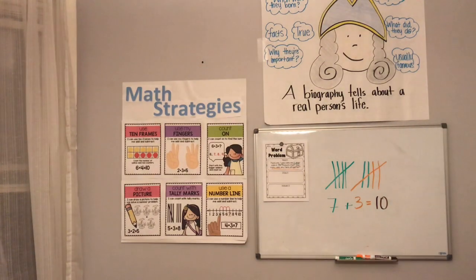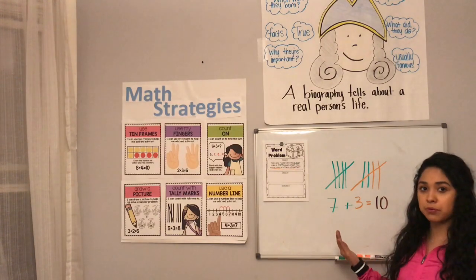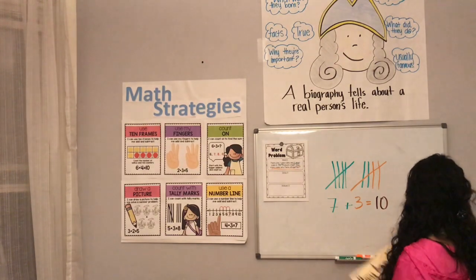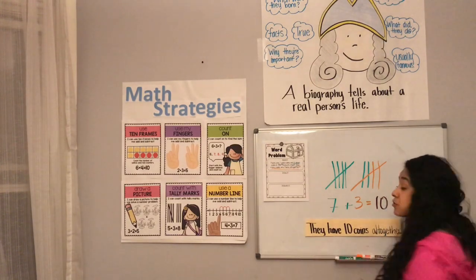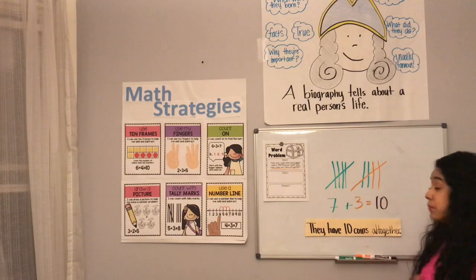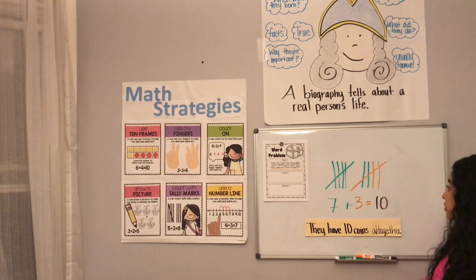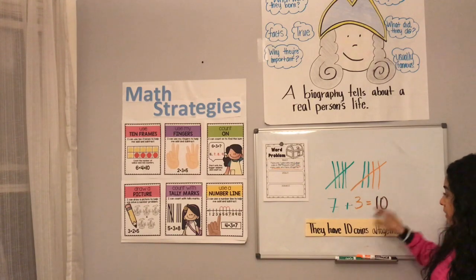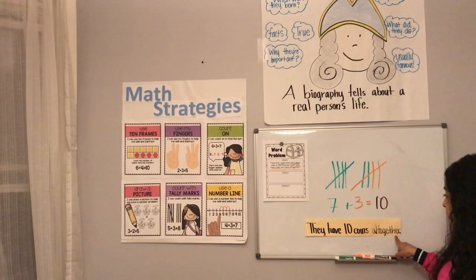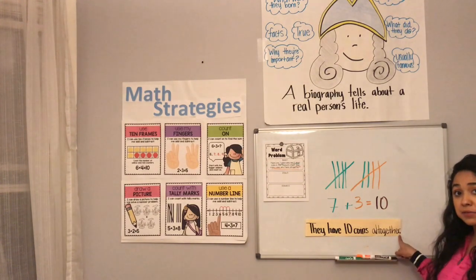If your sentence doesn't fit on this side of the paper, you can always turn your paper around and write your sentence on the back. So we have to always make sure that we add our sentence answering the question that the problem asks. So the problem asked us, how many coins did we have all together? So we needed to answer and say how many coins we put together. So they have 10 coins all together. I made sure that I used my capital letter and that I used my period at the end of the sentence.